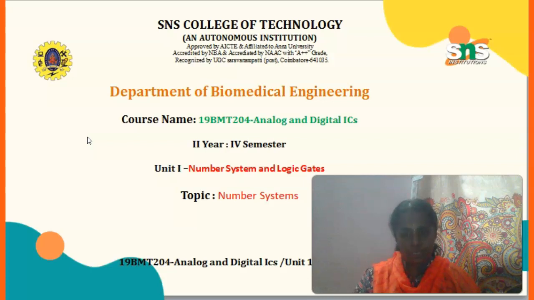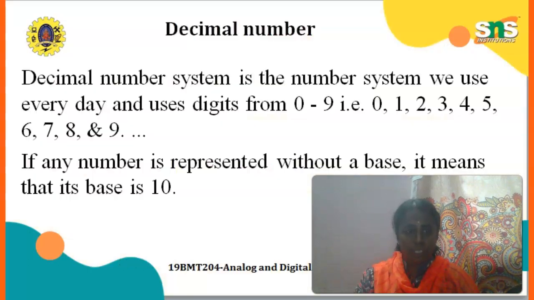I'm going to take the number systems. The number system plays a major role in digital electronics. Without this number system, we cannot identify what is going on inside. So let us see what the types of numbers are in detail. There are many different types of number: decimal number, binary number, octal number, hexadecimal number, and BCD number, etc. So let us see them one by one in detail.